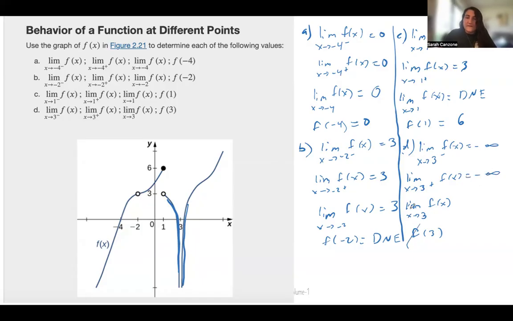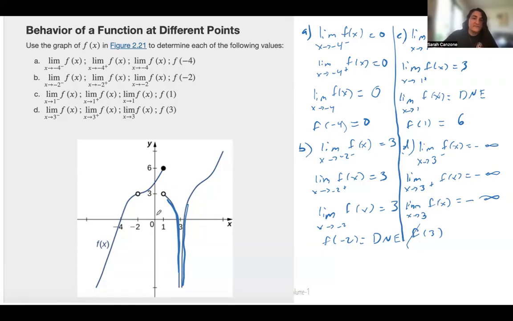Okay, well, that means that the limit at that point does in fact exist. Even though infinity isn't a number, infinity is a limit. And so we can say the limit at 3 is negative infinity.